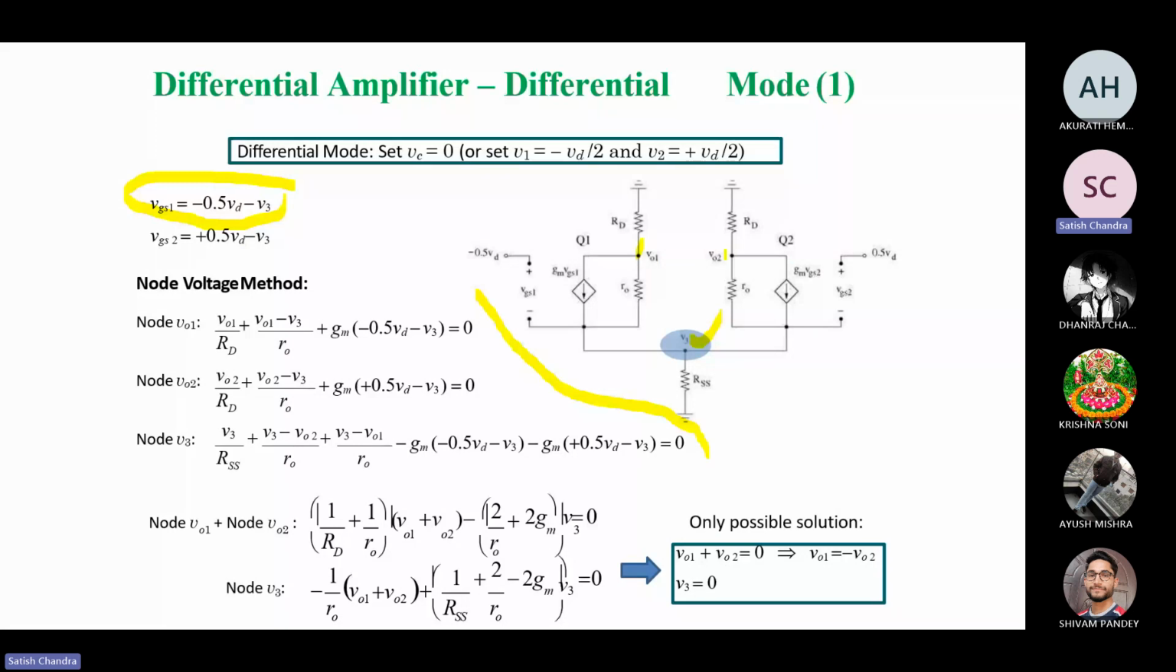Basically, we have done the calculation to find the value for node 1, node 2 and node 3, and by rearranging we get the possible solution. V01 plus V02 is going to be 0. It means that the outputs are out of phase, where V3 is 0.